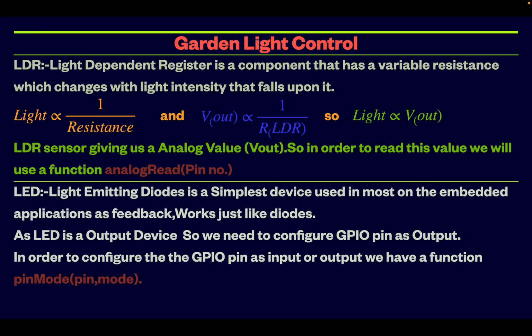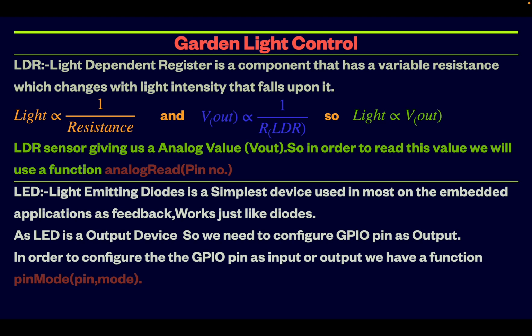LDR sensor always gives an analog value. So in order to read this value, we will use an inbuilt function, that is analogRead with the pin number at which we are going to connect our LDR.